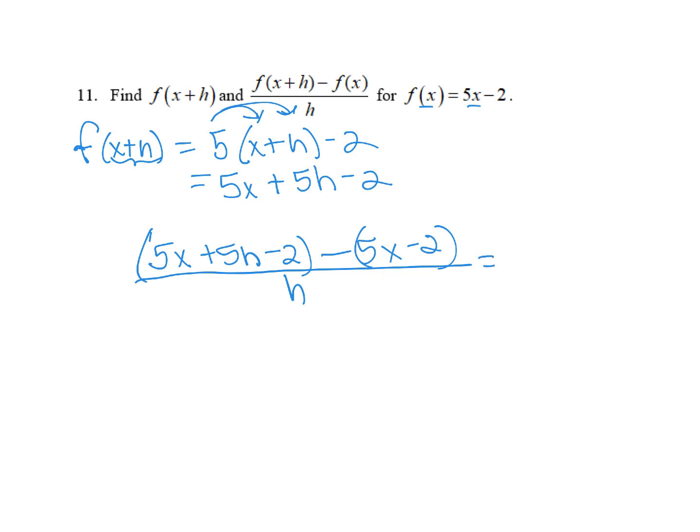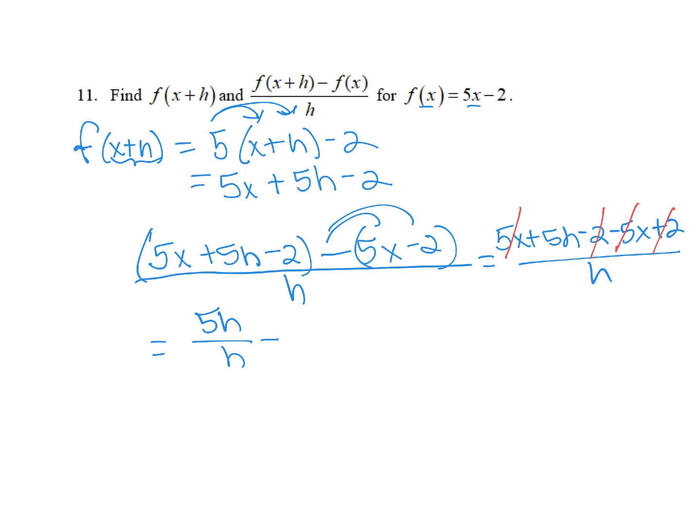So let's start out by simplifying the numerator. I need to distribute that negative. So that's going to be 5x plus 5h minus 2 minus 5x plus 2, all over h. Then if you notice, I have some like terms. 5x minus 5x, negative 2 plus 2 all cancel out, and it leaves me with only 5h on the top. So 5h divided by h is 5. So the difference quotient for f of x equals 5x minus 2 gives me 5.